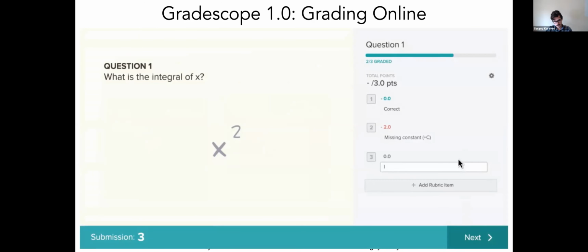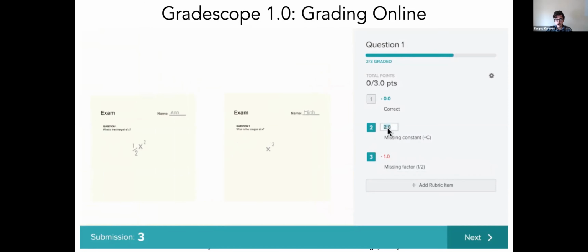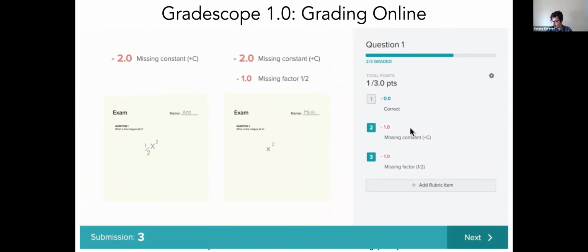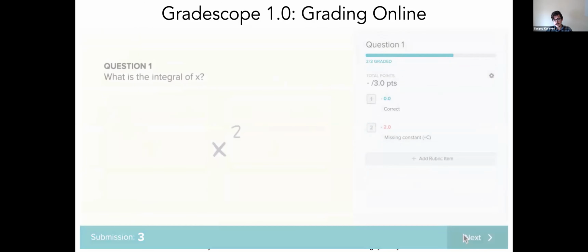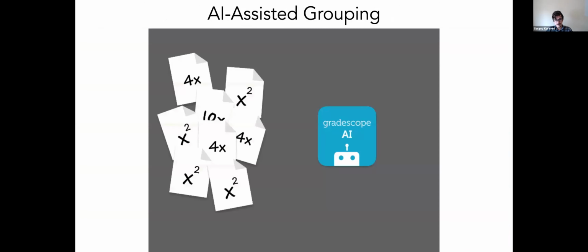I'm just going to let it play one more time because it's a lot to take in. But the core idea is very simple. You see the student work on the left, and you have a modifiable rubric that's shared among all the graders on the right. The rubric also serves as feedback to the student, because when they get their work back, they can see exactly why they lost some points.